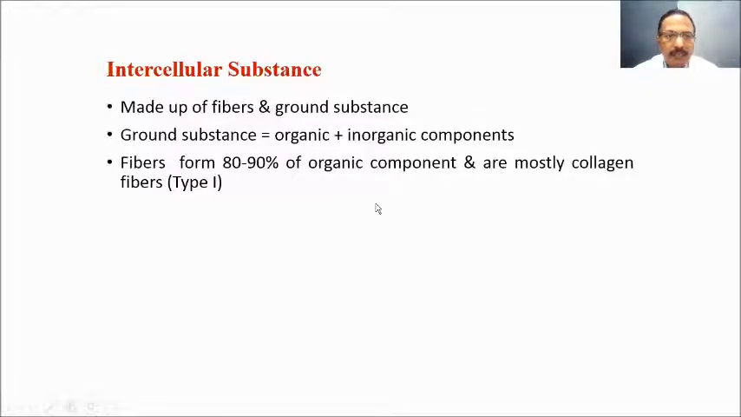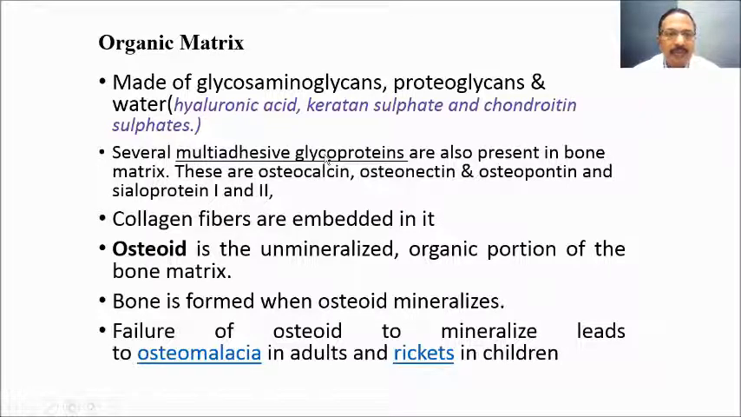Other than the cells, the matrix is made up of ground substance and fibers. In the ground substance, there is organic as well as inorganic material. The organic matrix of the bone is made up of glycosaminoglycans and proteoglycans, like hyaluronic acid, keratan sulfate, chondroitin sulfate, etc. And fibers are there. These glycosaminoglycans and fibers are interlinked by a lot of multi-adhesive proteins, like osteocalcin, osteonectin, osteopontin, and sialoprotein 1 and 2. So together they are called the osteoid.